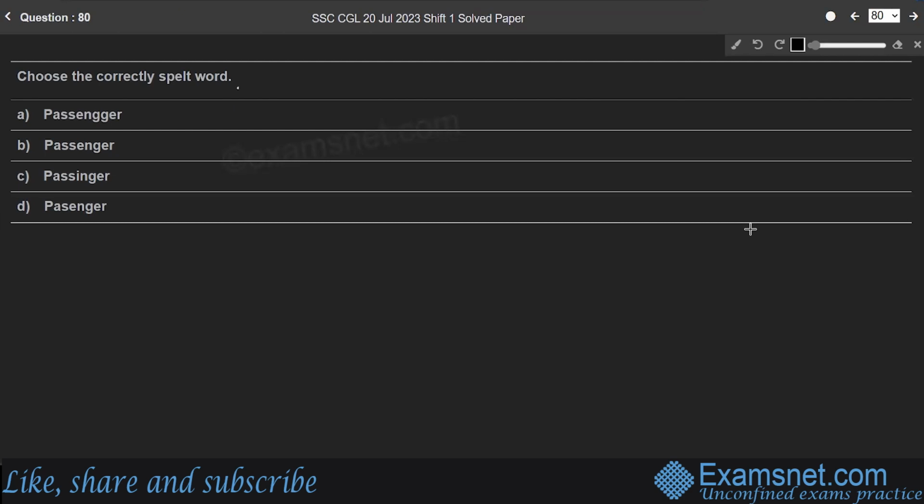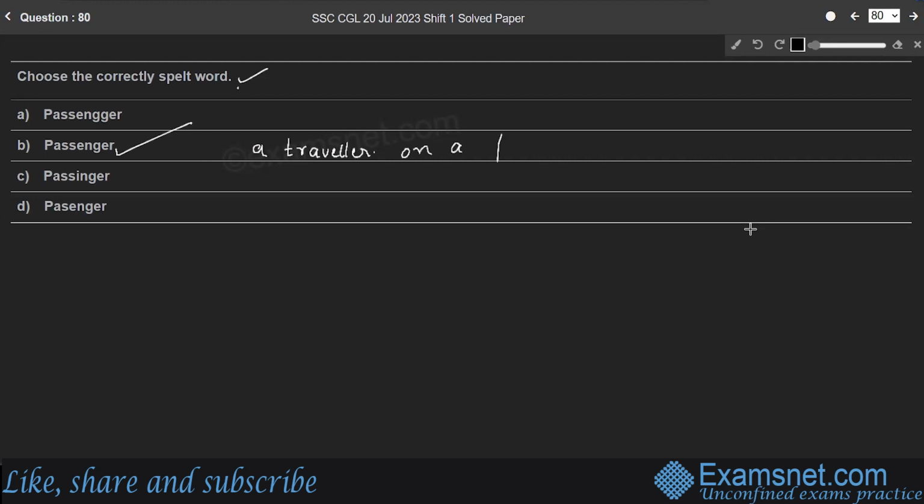Question 80. Choose the correctly spelt word. Here the word is passenger. The correctly spelt word is option B, right? Passenger. Here passenger means a traveler on a public or private conveyance other than the driver or pilot or crew, right? For example, there were 10 passengers on the train when it left the station, right? 10 passengers. That means travelers.